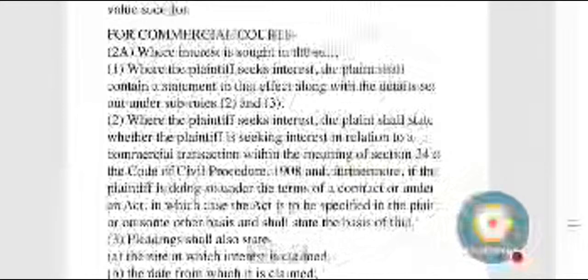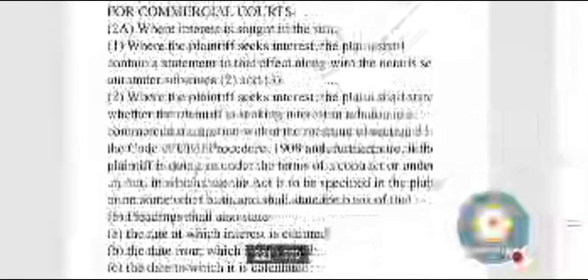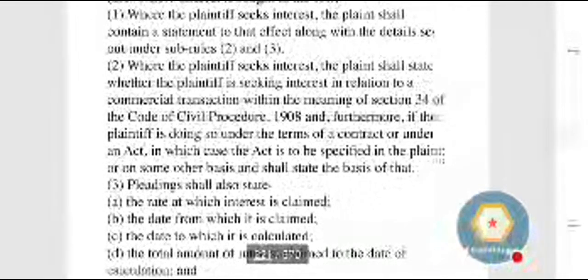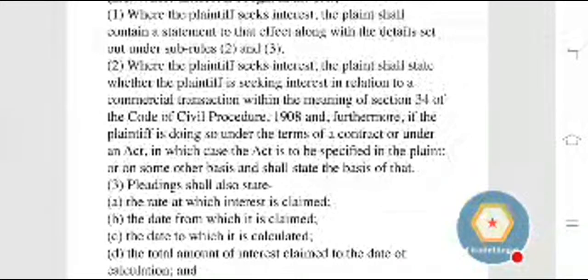So for commercial courts there is a provision, and that is rule 2A, where interest is sought in the suit. Where the plaintiff seeks interest, the plaint shall contain a statement to that effect along with the details set out under subrules 2 and 3. Okay, so subrules 2 and 3, we are just coming to 3, and here subrule 2 of rule 2A says, where the plaintiff seeks interest, the plaintiff shall state whether the plaintiff is seeking interest in relation to a commercial transaction within the meaning of section 34 of the Code of Civil Procedure 1908.